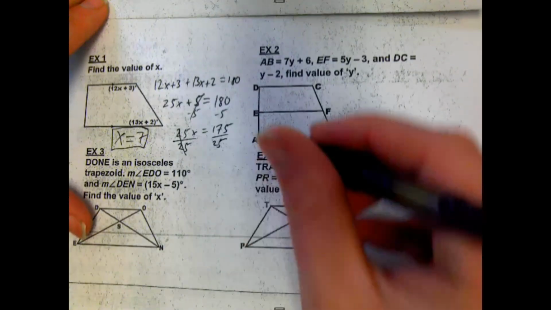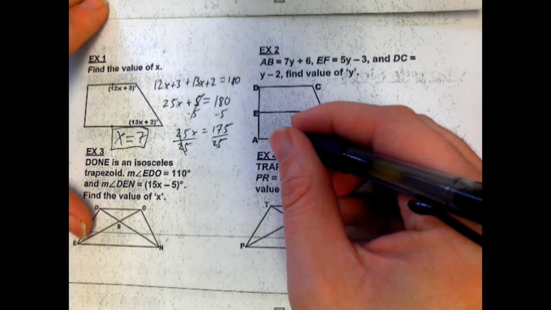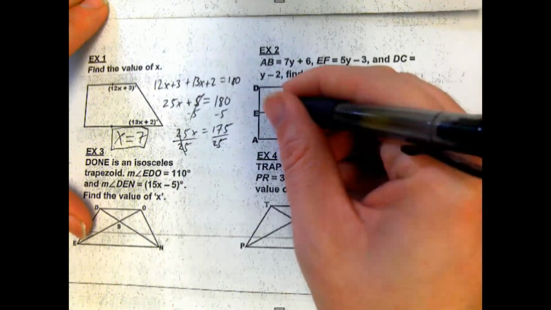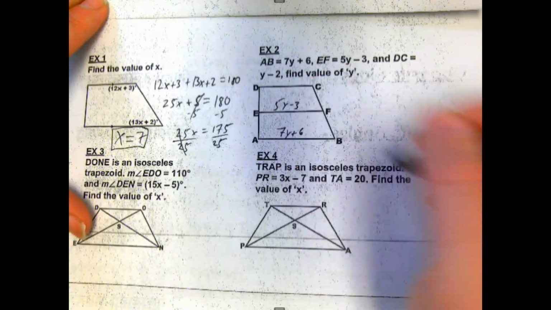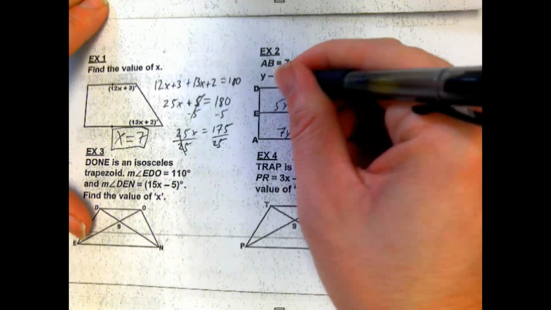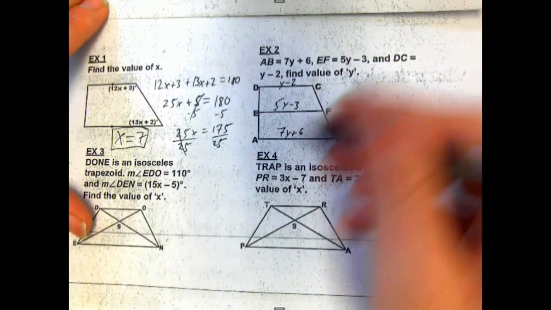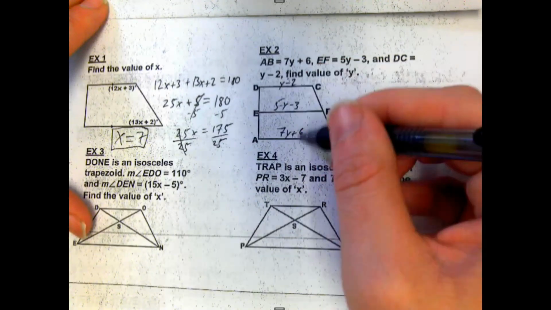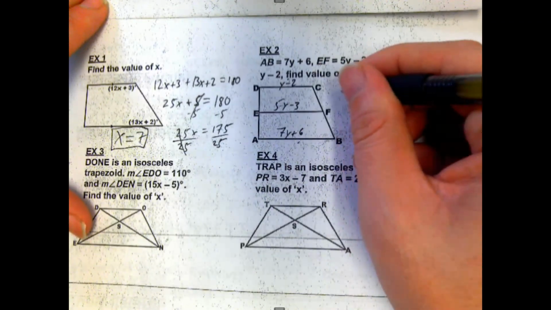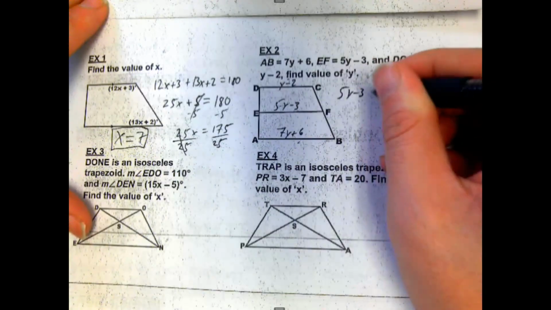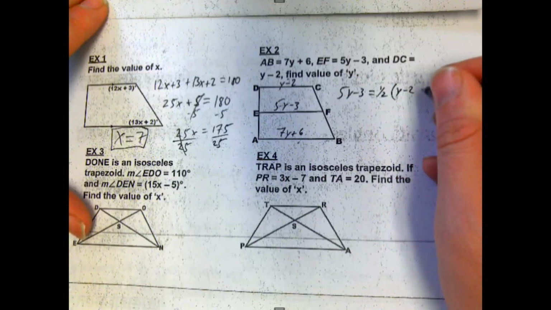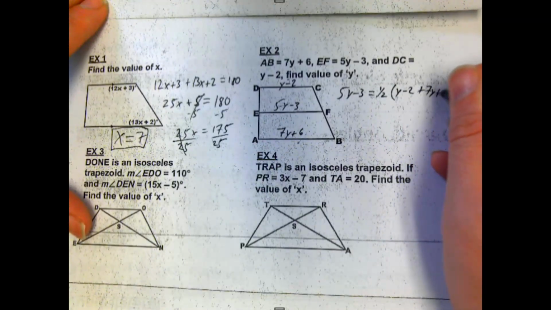Number 2, we have AB equals 7y plus 6. And EF equals 5y minus 3. And DC equals y minus 2. Now I know that the median, which is this middle one, equals 1/2 times base 1 plus base 2. So I can just set all this up. 5y minus 3, which is the median, equals 1/2 of the sum of the other two, y minus 2 plus 7y plus 6.